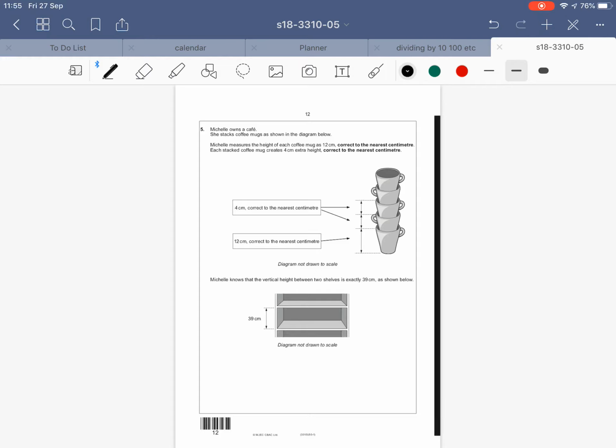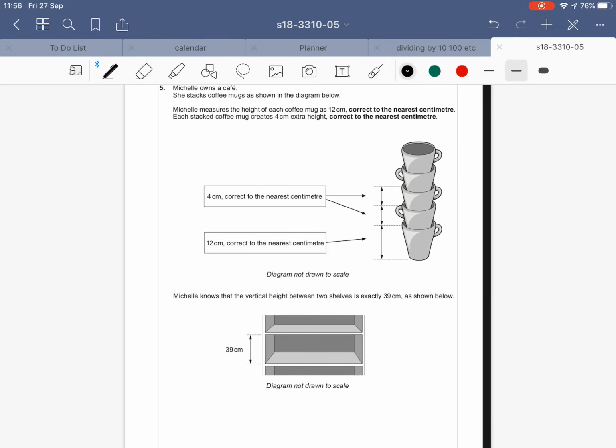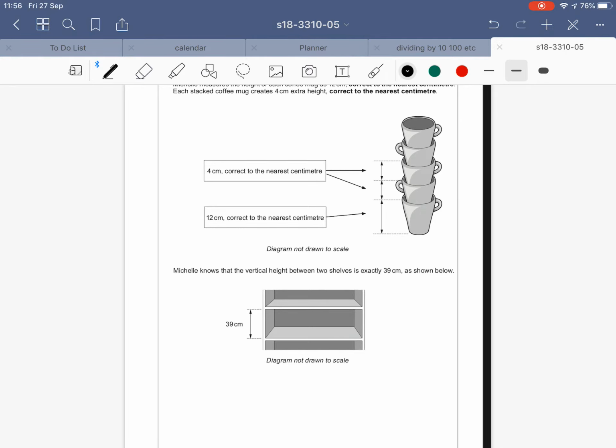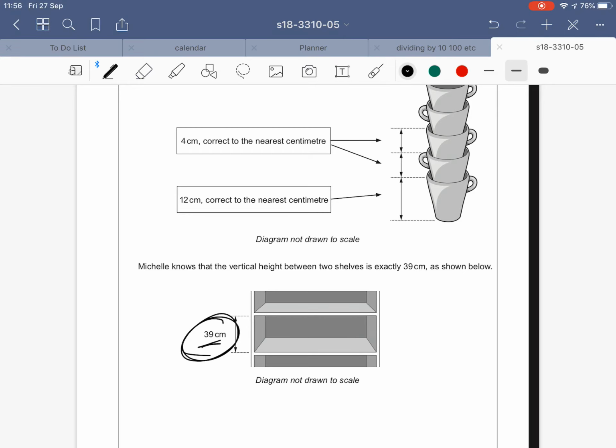Next one, we have done this one before. It is an upper and lower bounds question. So this person owns a cafe. She stacks coffee mugs in the diagram below. So the height of each coffee cup is 12. When she stacks the coffee mugs, it creates a 4 centimetre extra height. She knows that it's exactly 39.